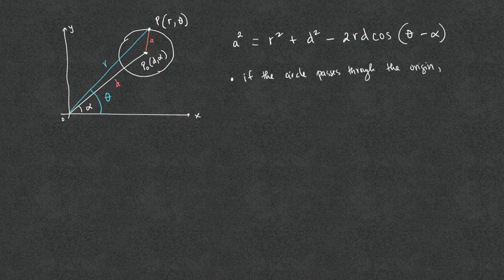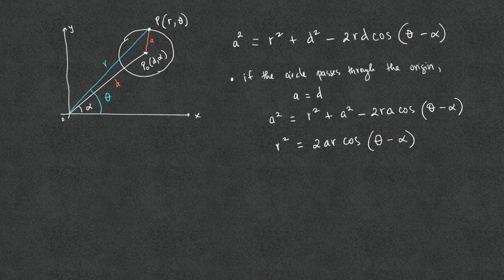If the circle passes through the origin, then a, the radius, equals d, the distance from the center to the origin. The equation is now a squared equals r squared plus a squared minus 2ra cosine of theta minus alpha. This simplifies to r squared equals 2ar cosine of theta minus alpha, or r equals 2a cosine of theta minus alpha.